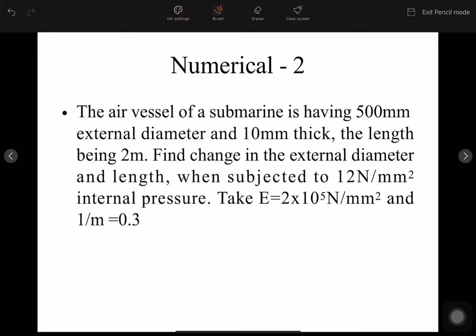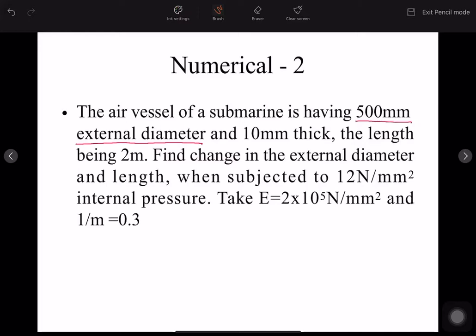The air vessel of a submarine is having 500 mm external diameter and 10 mm thick, the length being 2 meter. So you need to observe here they have given external diameter.